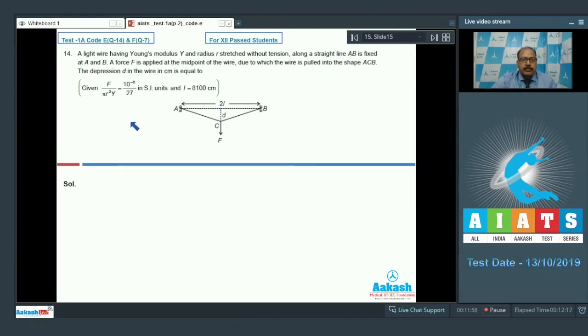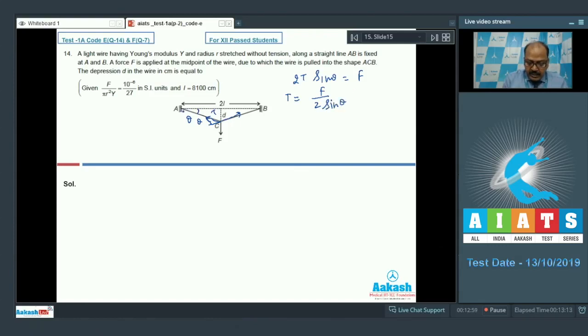This question is from the section Mechanical Properties of Solids, that is elasticity, and let's draw the FBD of point C. If we do that, at point C, suppose this angle is taken as theta, so tension here is T and here also it is T. We can see that this angle is also theta, so 2T sine theta equals F, or tension in the wire T is F upon 2 sine theta.